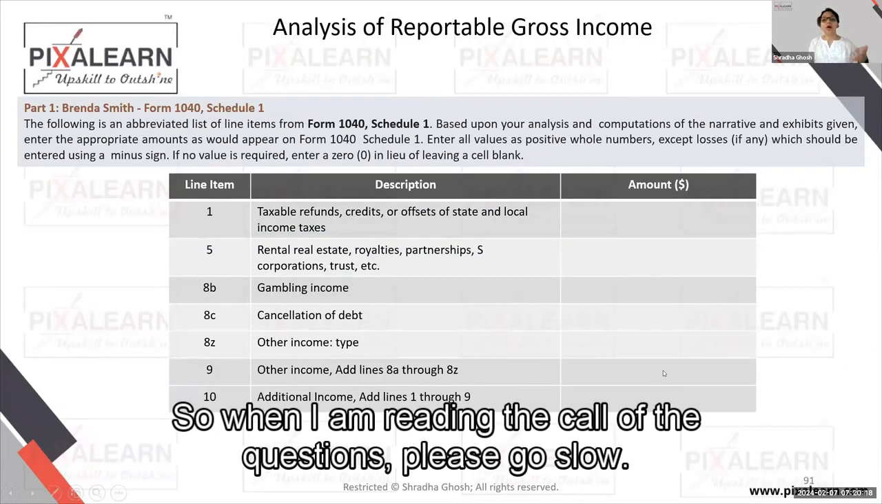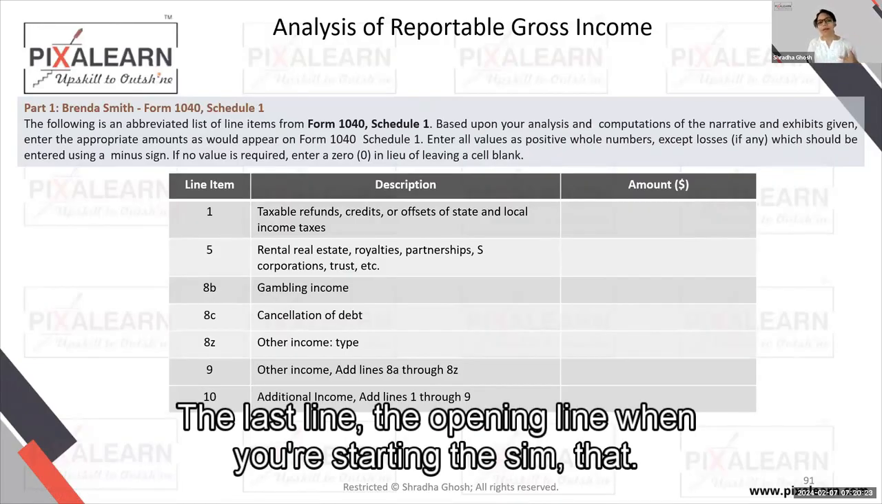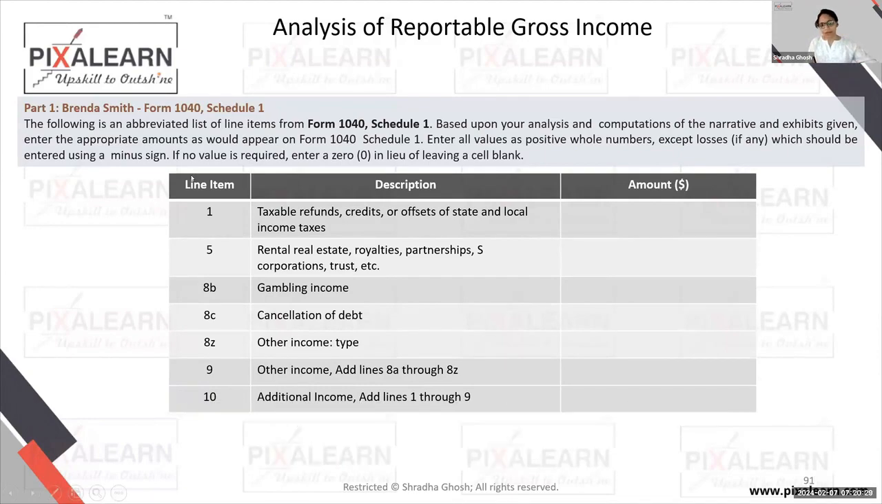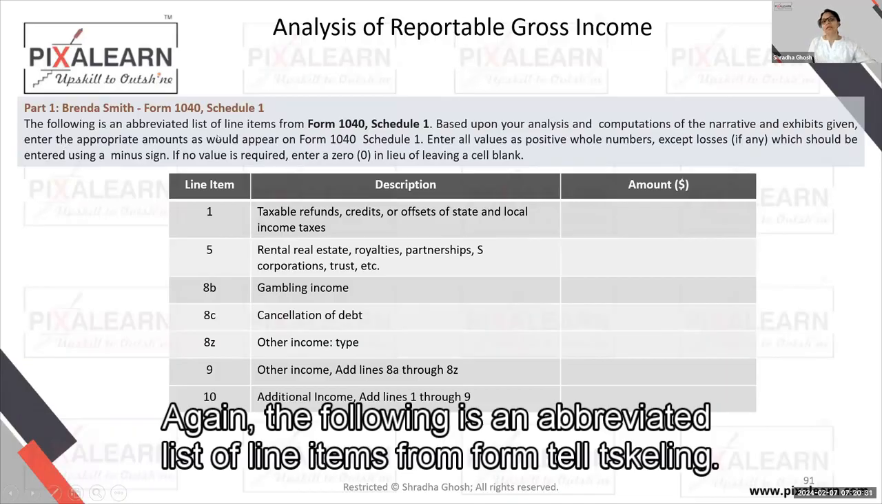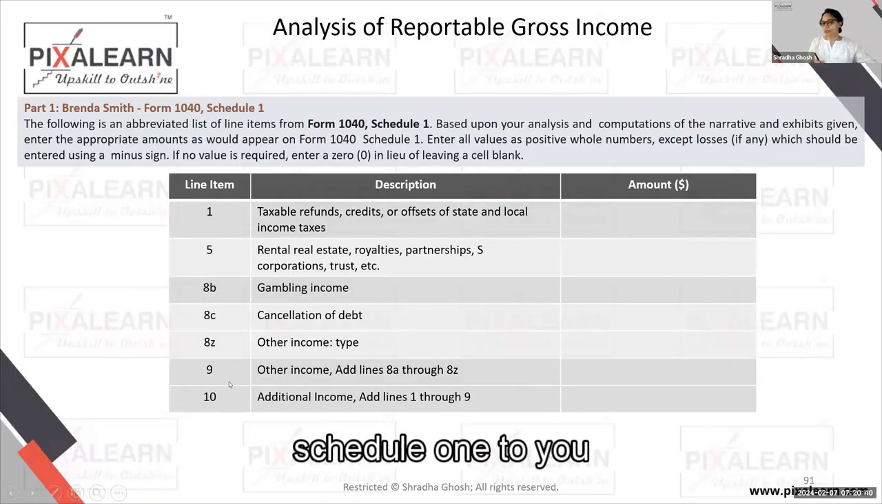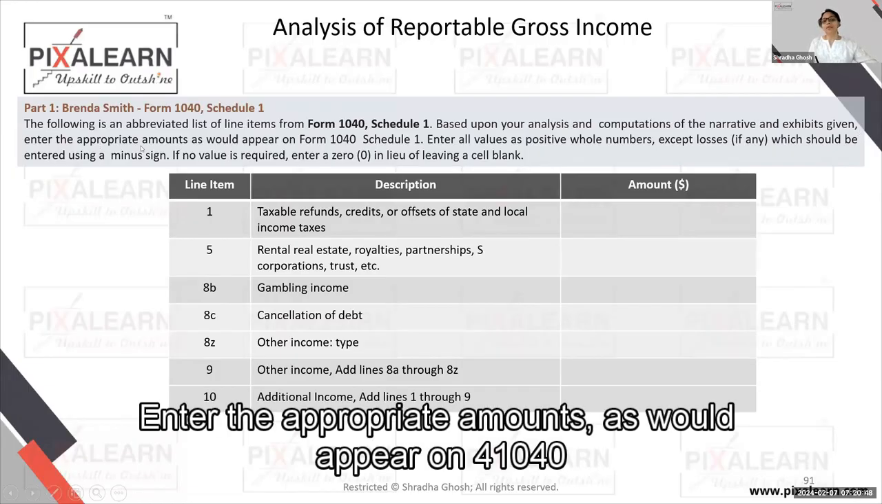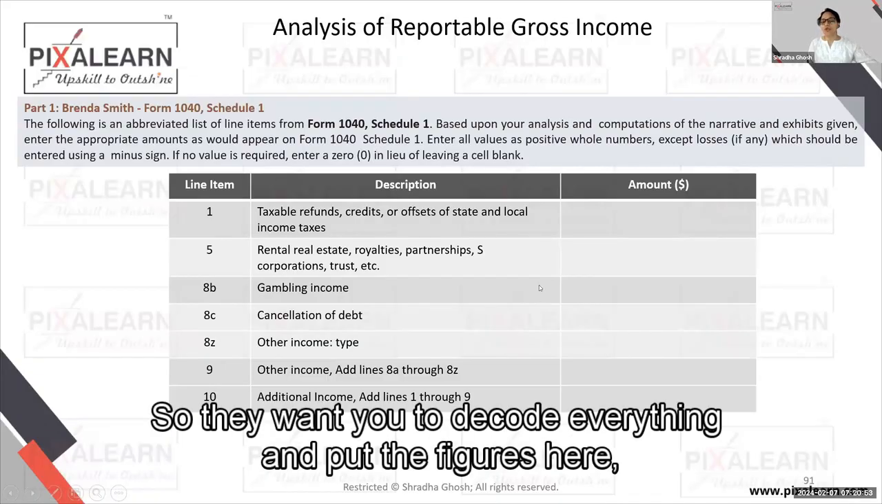So when I'm reading the call of the question, please go slow. Read it extremely well. The opening line, when you're starting the sim, I would want you to read very, very carefully. The following is an abbreviated list of line items from Form 1040 Schedule 1. So they have reproduced a section of Schedule 1 for you. Based upon your analysis and computations of the narrative and the exhibits given, enter the appropriate amounts as would appear on Form 1040 Schedule 1. So they want you to decode everything and put the figures here.